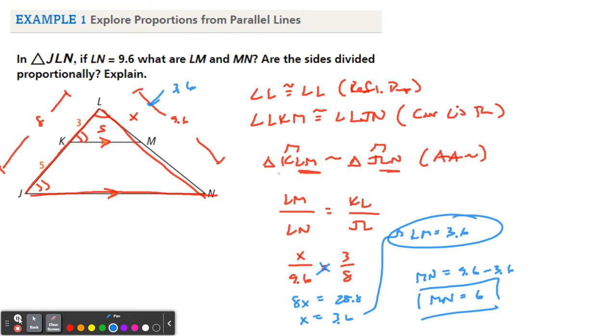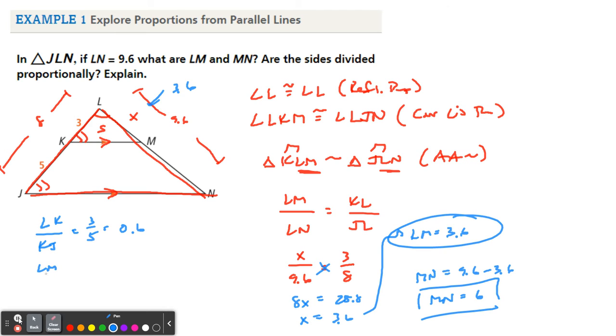And now what we're going to do is we're going to say, are the sides divided proportionally? So let's compare these smaller sides, right? Let's compare KL to JK, right? So we're not using the triangles anymore. We're just comparing the sides going down the triangles. So I'm going to compare, I'll put LK over KJ, right? That's going to be 3 over 5. And when you do 3 divided by 5, you get 0.6. Okay, so that's that ratio.